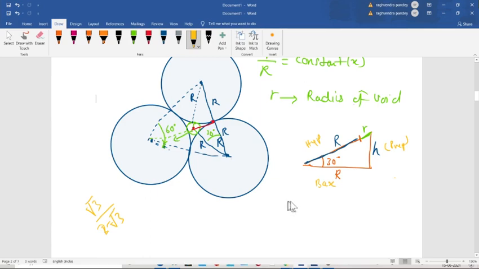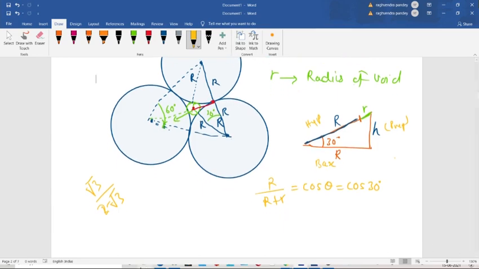So let's take it as the cos angle. That will be cos angle, so that will be R upon R plus R. That is your base upon hypotenuse. That is equal to cos theta, which is equal to cos 30 degree. Let's take the exact value of cos 30 degree. It is 0.866.